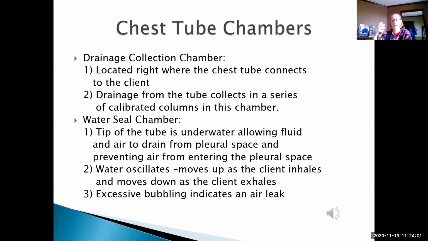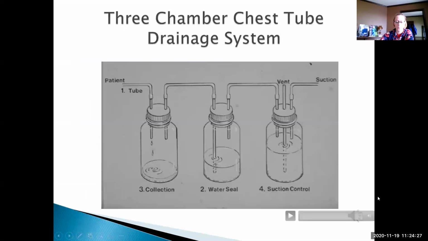If there's an air leak, it's either the chest tube has become disconnected, there is a break in the system, or it's come completely out. In situations with pneumothorax, they might have bubbling in that chamber as the pneumothorax is healing, as the air is leaving the pleural space. That can cause some bubbling in that water seal chamber. But if they don't have a pneumothorax, they should not have bubbling in that water seal chamber.